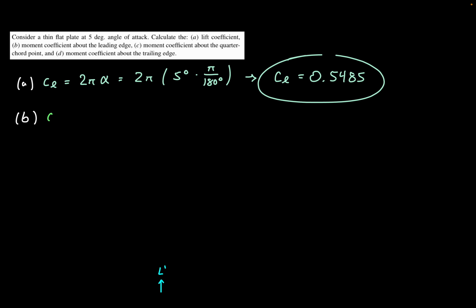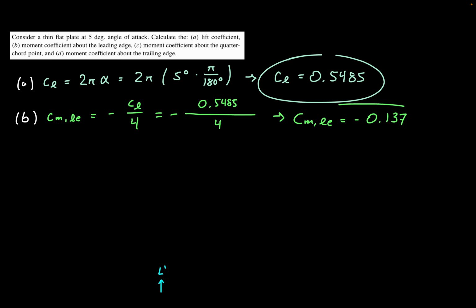Okay, so for part B, we will be calculating the moment coefficient about the leading edge. So we'll have C sub m, L E, the coefficient of moment about the leading edge. Now this is defined as the negative coefficient of lift divided by 4. So we'll have negative 0.5485 divided by 4. So we'll have C_m,LE is equal to negative 0.137.